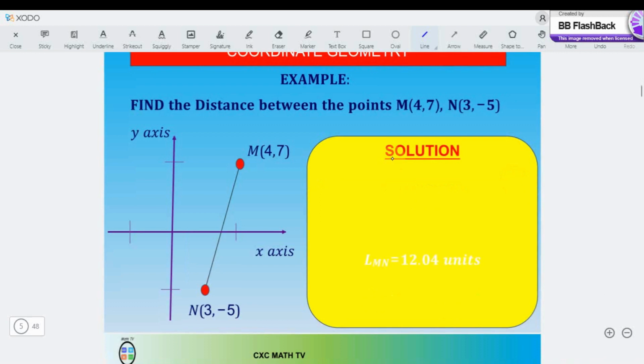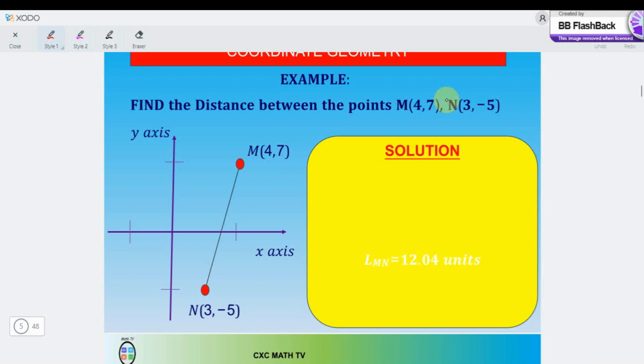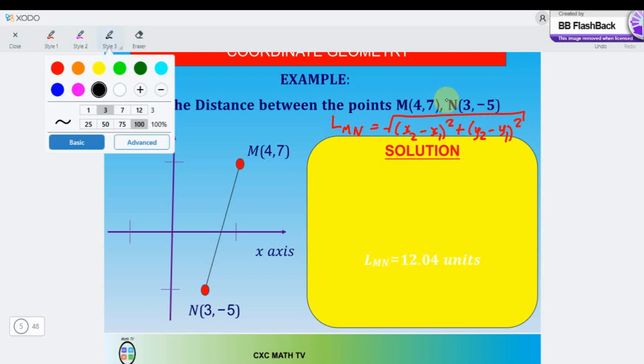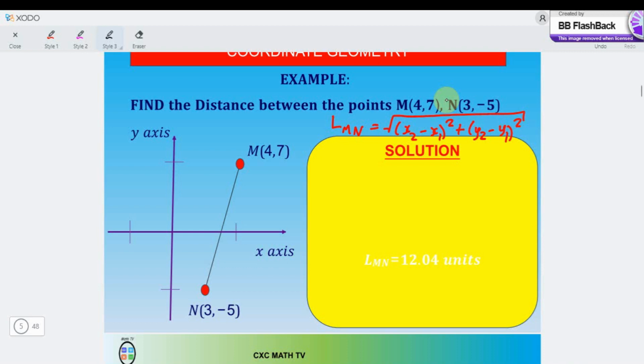So for example, right here, we get the 2 points, M and N, and they say find the distance between the 2 points. First thing I want you to do is write down the length of the line formula. So the length of the line MN, the formula we know is the square root of x2 minus x1 squared plus y2 minus y1 squared. Now you are then going to determine which one you want to call your first point and which one you want to call your second point. I'm going to call this my first point. So this is x1, y1. And down here is x2, y2.